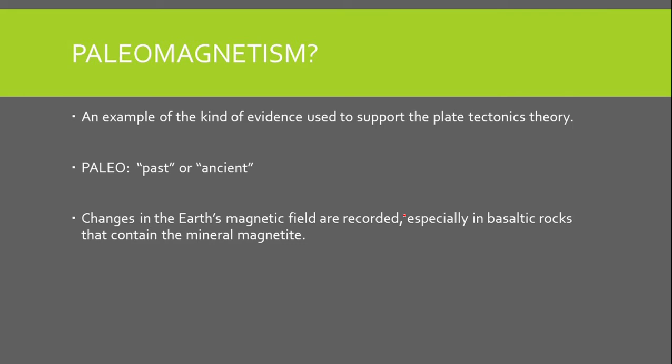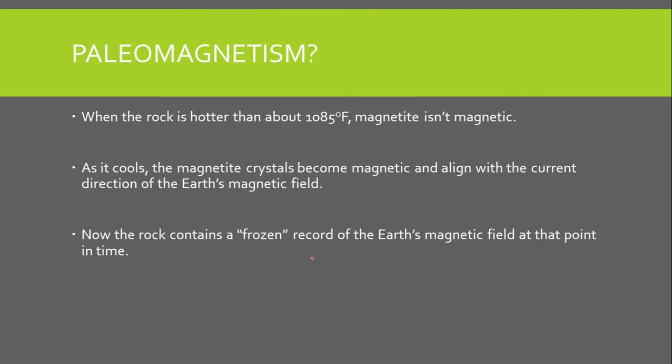Well, we're going to be seeing that, in fact, the Earth's magnetic field changes, and for that matter, the continents, as they move, experience different magnetic fields. And as they move through these different magnetic fields, certain rocks, especially basaltic rocks containing the mineral magnetite, are going to record these changes, and that could be evidence that we use to discover plate tectonics and describe it and so on.